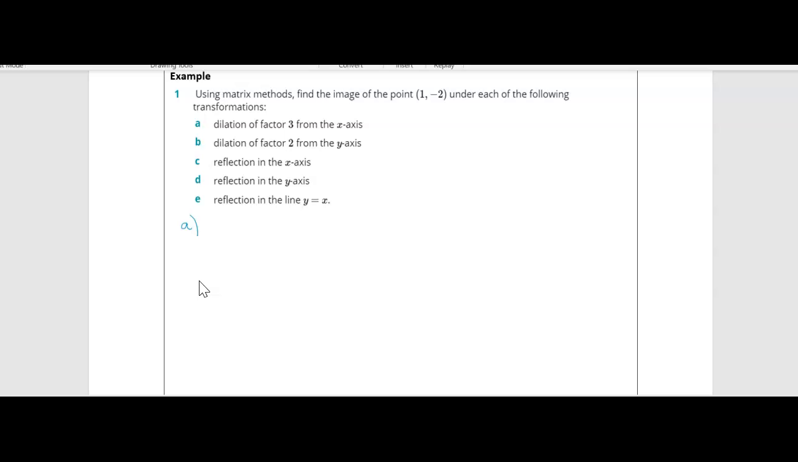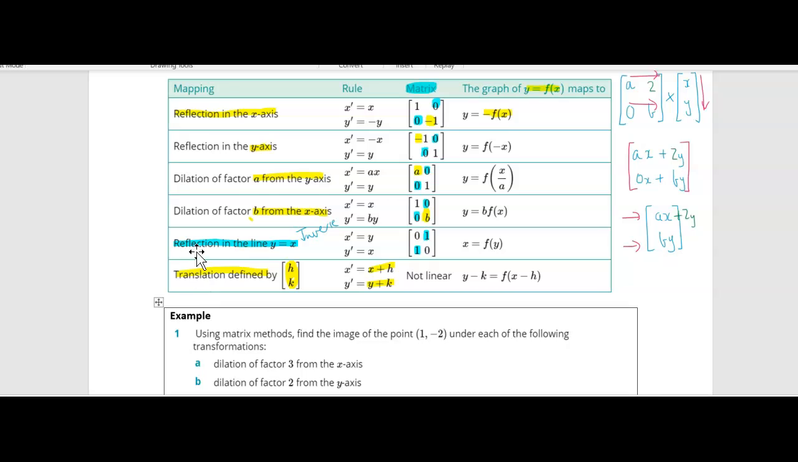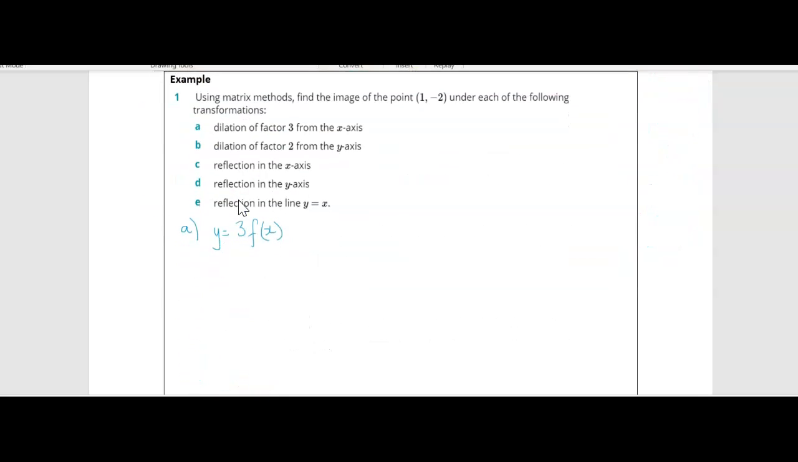All right, so the point we're transforming is (1, -2). It might be a good idea to also think about what the function notation is. So we're going to be doing y equals 3 times f of x. Let me just go back up here. A dilation of factor 3 from the x-axis. So we're here. Just getting familiar with the function notation as well as the matrix notation.